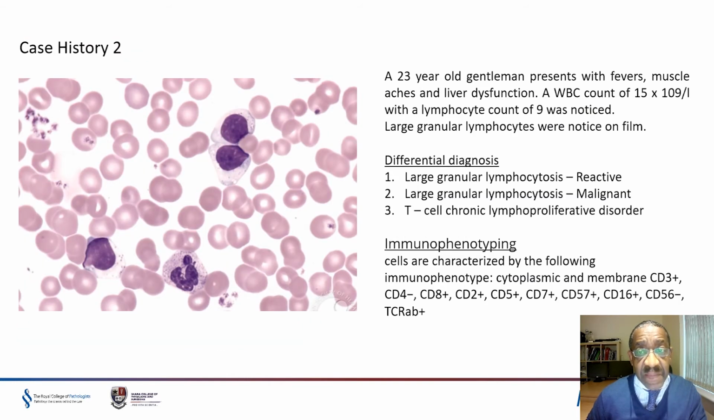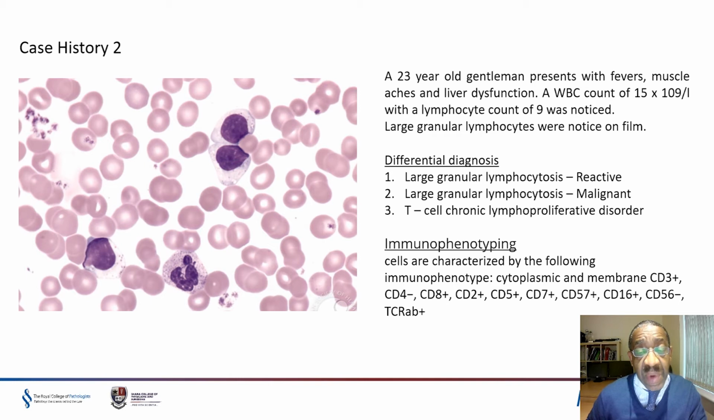Another example is a 23-year-old gentleman who presents with fevers, muscle aches, and abnormal liver function tests. White cell count is elevated with a lymphocytosis, and on the blood film, these cells are seen. Initial impression is that these cells look reactive. They're similar to one of the images we saw earlier on. They've got large volumes of cytoplasm wrapped around red cells, and you can see some small granules in them. So the question is, is this a large granular lymphocytosis, or is it a malignant T-cell disorder?